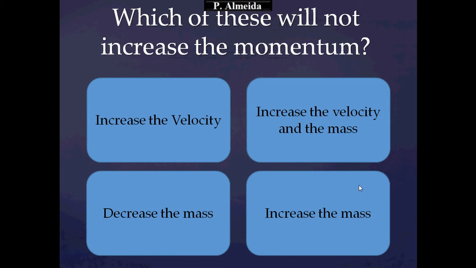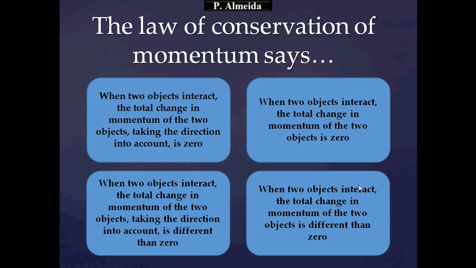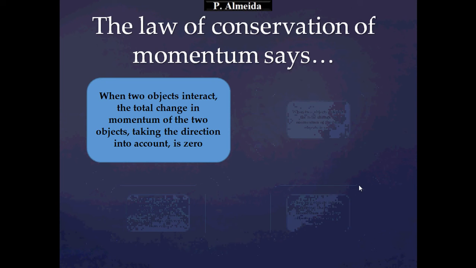Next question. Which of these will not increase the momentum of something? So, momentum is mass times velocity. Increasing the velocity increases momentum, increasing the mass increases momentum, but decreasing the mass does not increase it. So it is decrease the mass. Next question. The law of conservation of momentum says when two objects interact, the total change of momentum, taking the direction into account, is zero. So it's the first one. The second one doesn't say taking the direction into account. The third one says different to zero. The fourth one is just saying that it's different to zero and doesn't take the direction into account. So the first one is the right one.